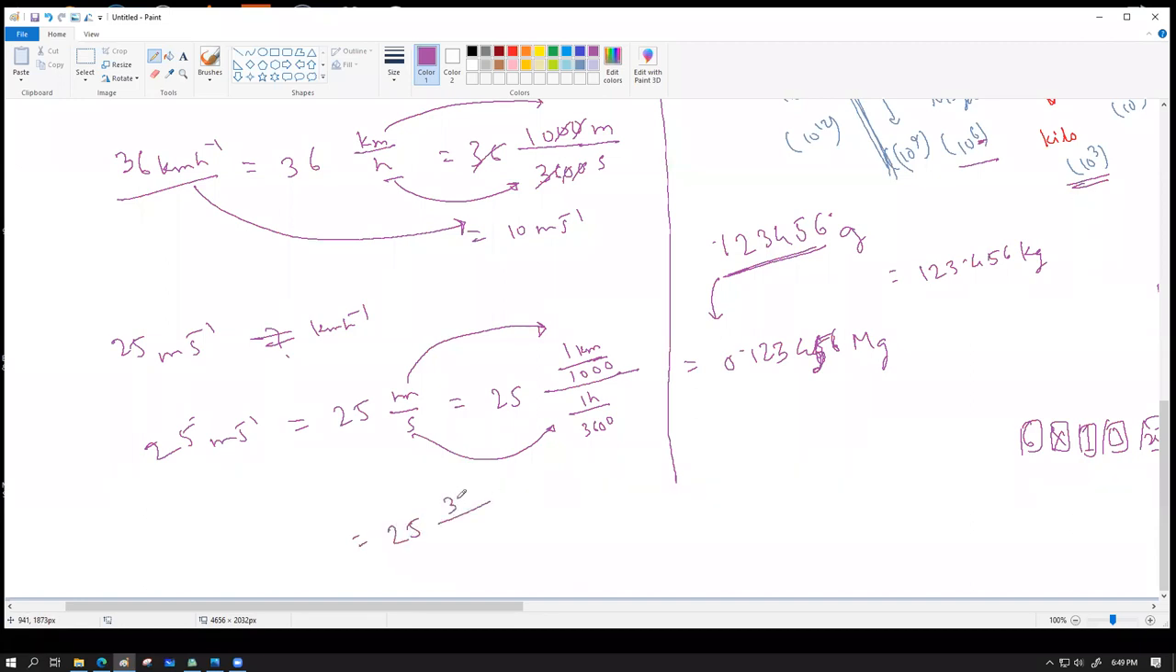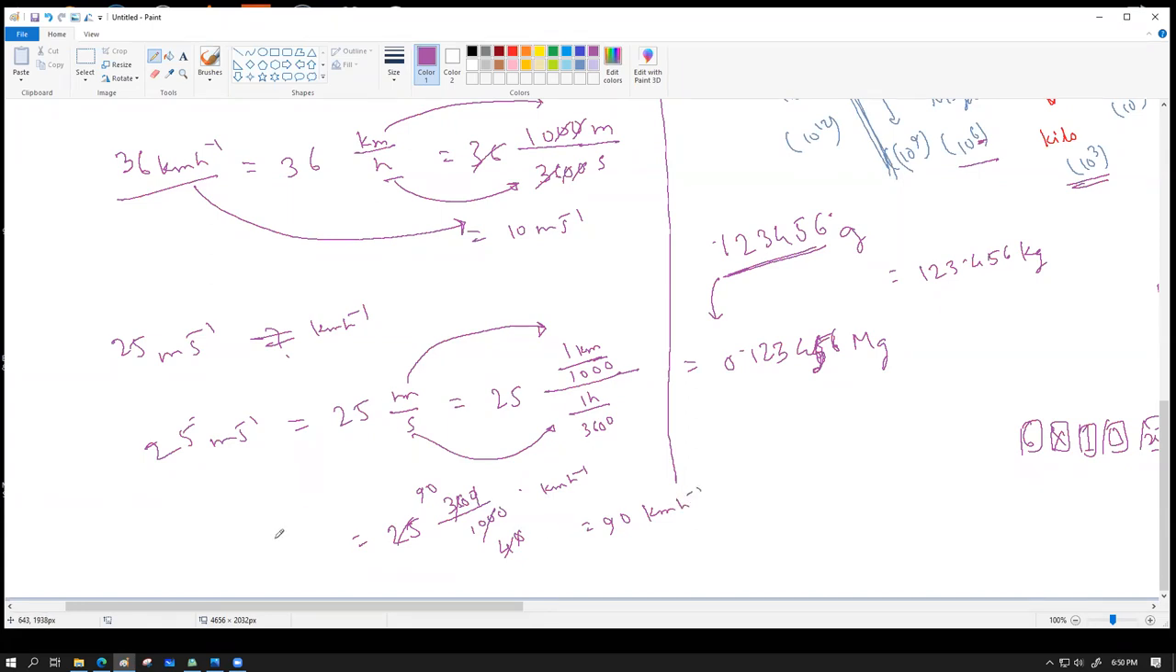25 into 3600 divided by 1000. I just flip the ratio, and the unit is going to be kilometer per hour. If you do the whole calculation, 25 by 1000 gives you how much? 90 kilometers per hour. So pretty nice answer, 90 kilometers per hour. That is the elaborate version of this whole math.